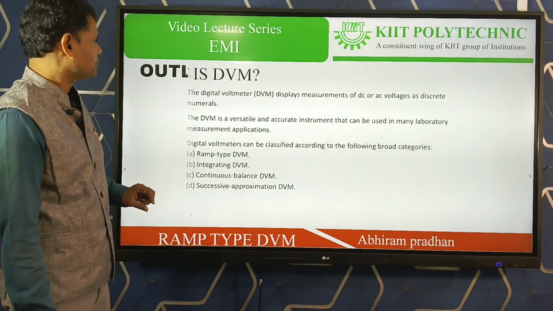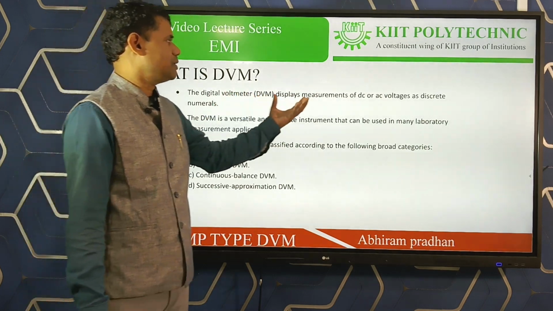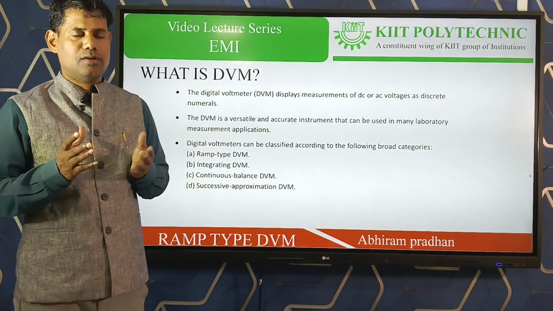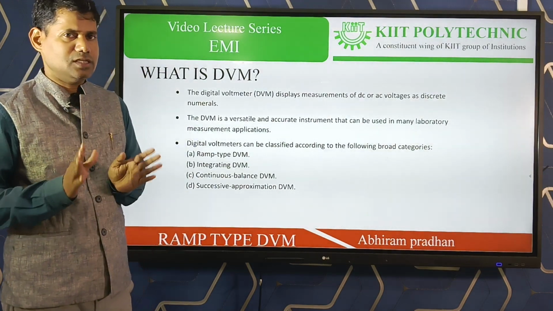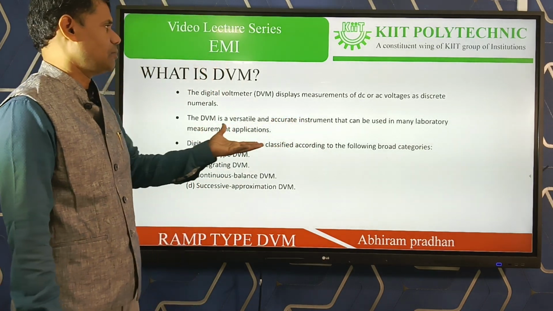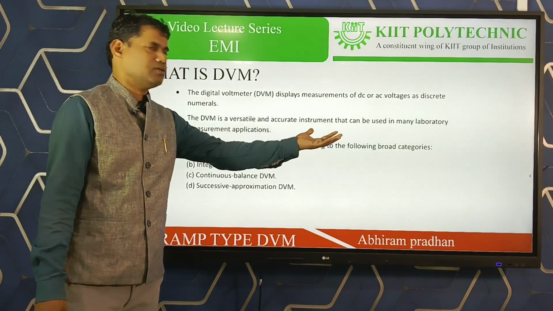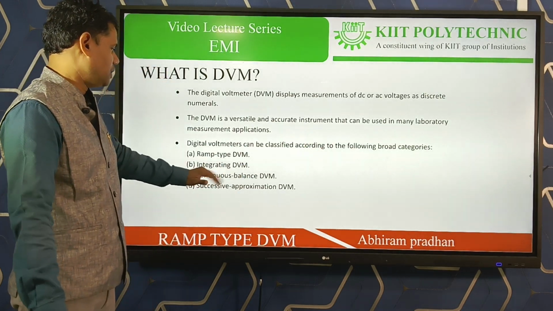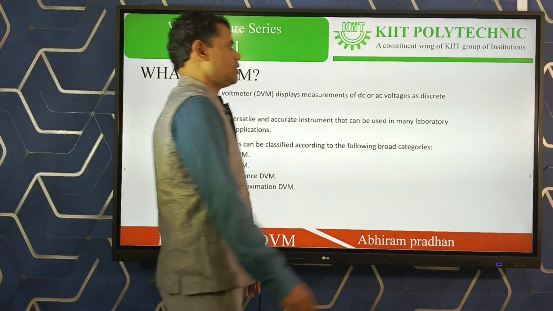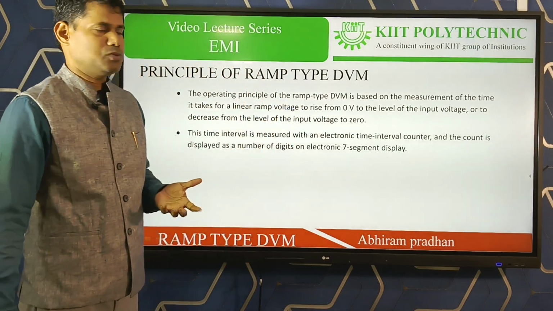Okay. So what is DVM? DVM means digital voltmeter that displays measurement of DC or AC voltages as a discrete numeral. I mean it will show in digits. DVM is a versatile, accurate instrument which can be used in many laboratory measurements. DVMs can be classified into various types: ramp type, integrating type, continuous balance DVM, successive approximation DVM. So there are so many types of DVMs. Ramp type DVM we are going to study here.